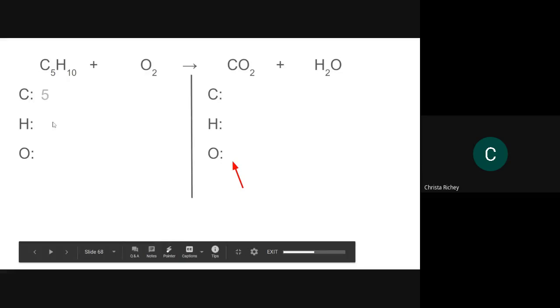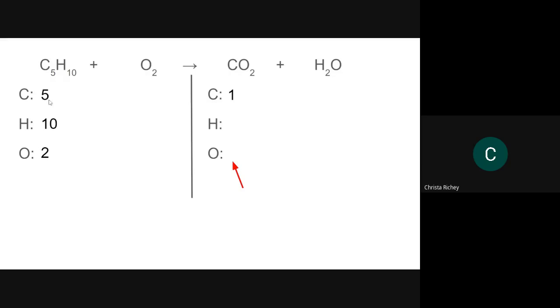Okay, now let me re-show what I was doing. Tab, chemical reactions. Okay, now that I fixed my boo-boo. Okay, so we have 5, 10, and 2. I had the number 2 there. That was just a mistake on my part.